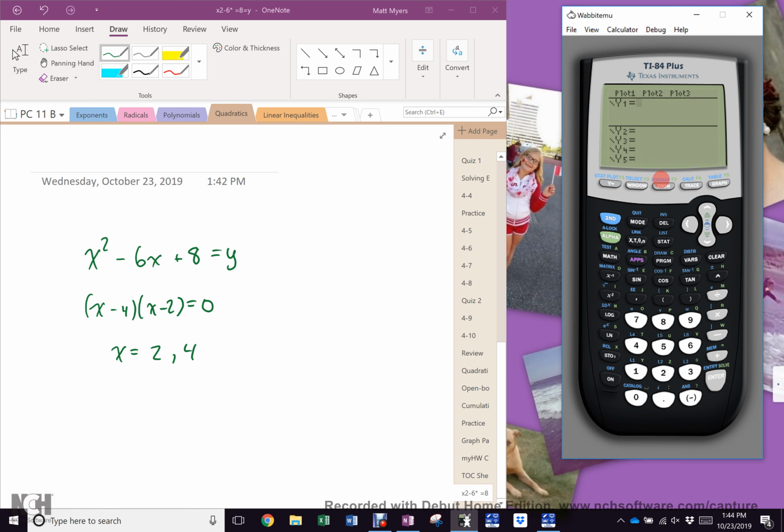Oh, and before I forget, if you have an Android phone, you can get an emulator of this exact calculator on your phone from the Google Play Store. You won't be able to use it for tests, but you could use it in class.